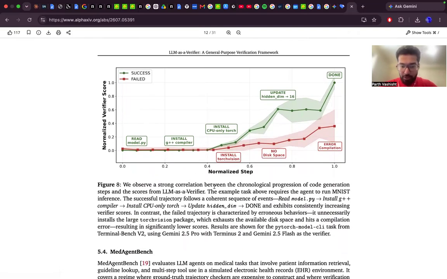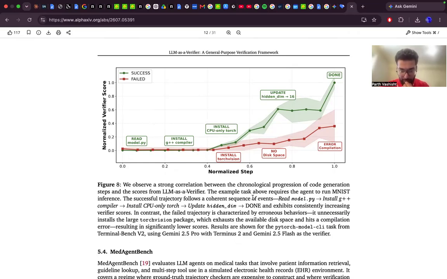We observe strong correlation between the chronological progression of code generation steps and the scores from LLM as a verifier. So normalized step is doing much better, and ideally, the success trajectory was like this, and error compilation was over here. So the normalized verifier score was going up.